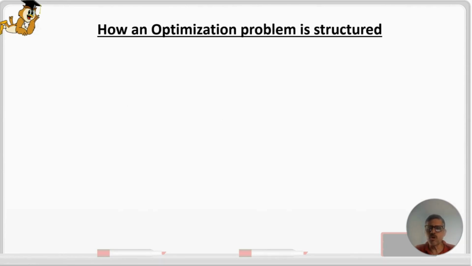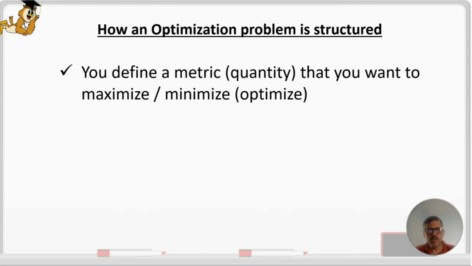How is an optimization problem structured? Okay, how is an optimization problem structured? Let's understand the big picture first before we dive into the details, as always. In an optimization problem, the first thing you do is define a metric that you want to either maximize or minimize. Okay, so a metric is basically a quantity that you want to optimize, which means depending upon your context, you either want to maximize something or minimize something. And the first step naturally is to define this metric that you want to optimize, right?